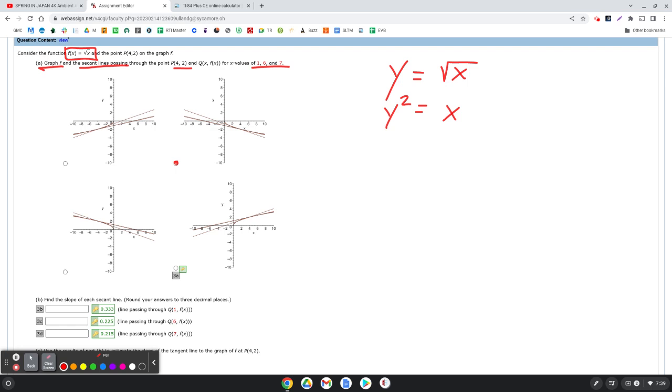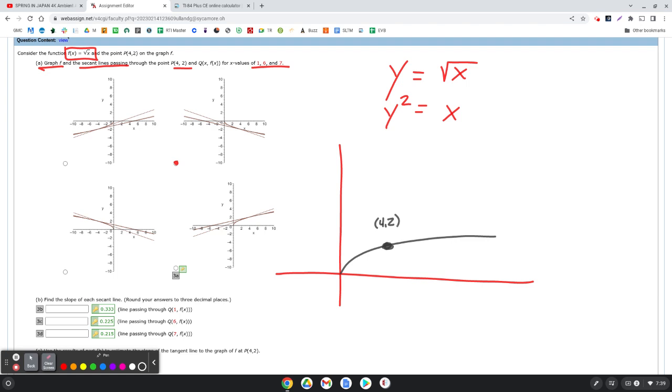So let me explain to you what they want you to do here. You got a function. And there's a point on here, 4, 2. And they want you to find the secant lines through the points at 1, 6, and 7.